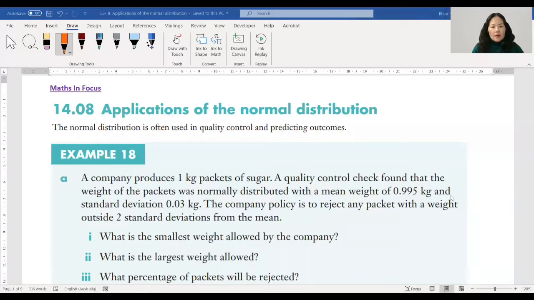Today's lesson is applications of the normal distribution. I just want to let you know the z-scores and all this normal distribution is quite important because, as you can see, it's used in quality control and predicting outcomes. It's pretty important business-wise, okay? Let's have a look at Example 18.